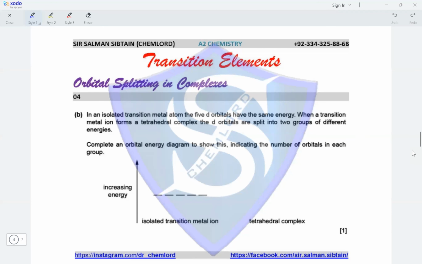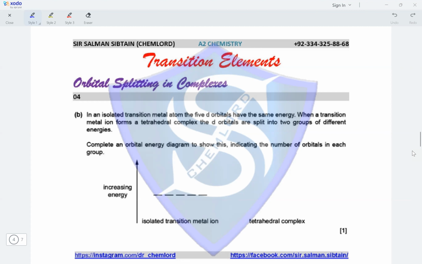Question 4. In an isolated transition metal atom, the 5d orbitals have the same energy. When a transition metal ion forms a tetrahedral complex, the d orbitals are split into two groups of different energies. Complete an orbital energy diagram to show this, indicating the number of orbitals in each group. So we need to draw the configuration of the d orbitals in two sets in a tetrahedral complex. So the ligands in a tetrahedral complex approach between the axes.